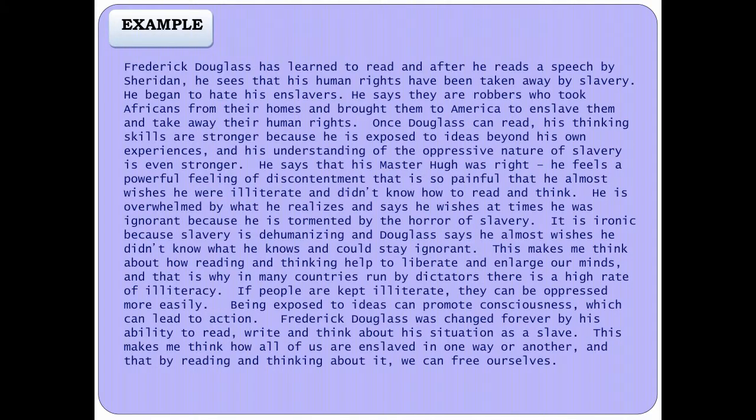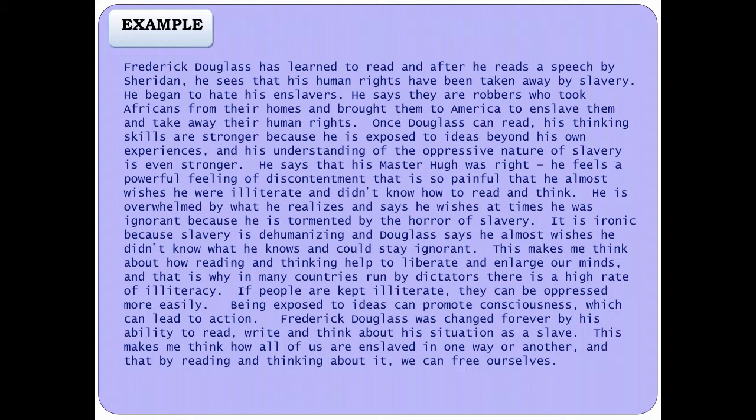Example. Frederick Douglass has learned to read, and after he reads a speech by Sheridan, he sees that his human rights have been taken away by slavery. He began to hate his enslavers. He says they are robbers who took Africans from their homes and brought them to America to enslave them and take away their human rights.